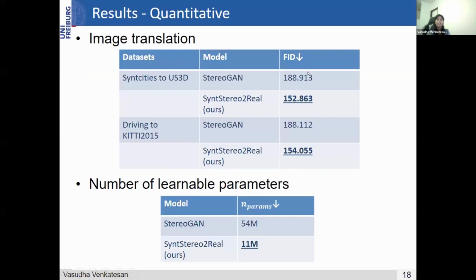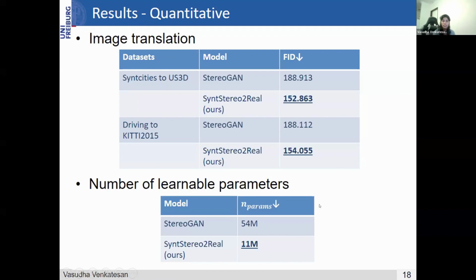So for FID, we compare with StereoGAN because that was the only other network which was performing the exact task. The image translation from StereoGAN was okay, not so good, but with our lower FID, it's better, it looks more realistic. So yeah, the network performed well in terms of image translation, both for remote sensing datasets as well as autonomous driving datasets.